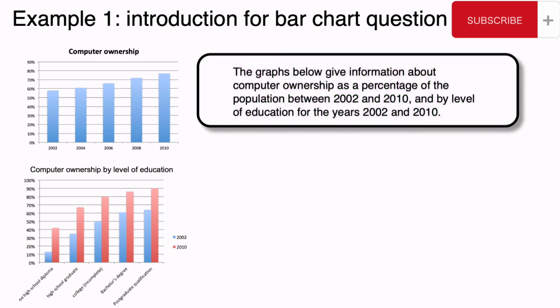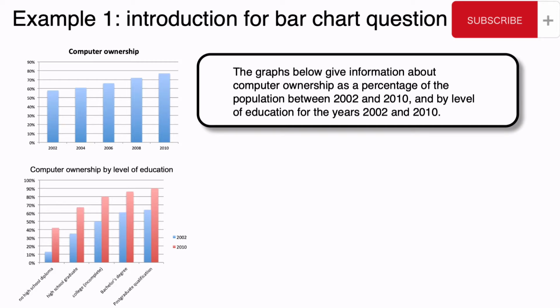The graphs below give information about computer ownership as a percentage of the population between 2002 and 2010, and by the level of education for the years 2002 and 2010.